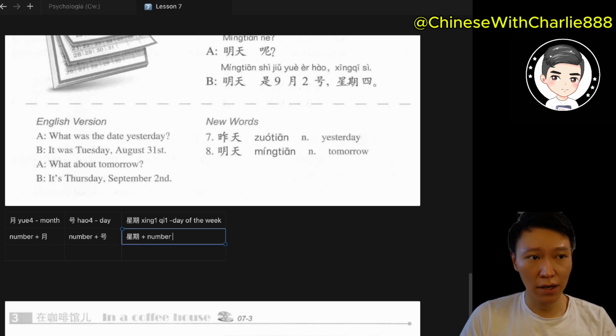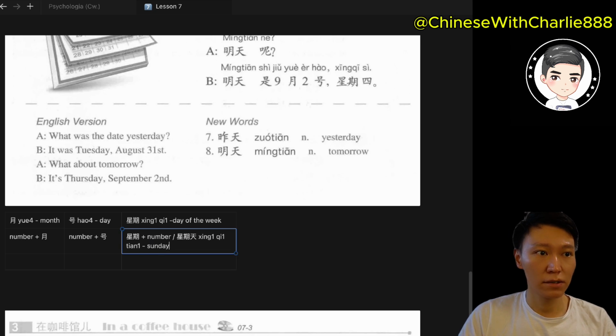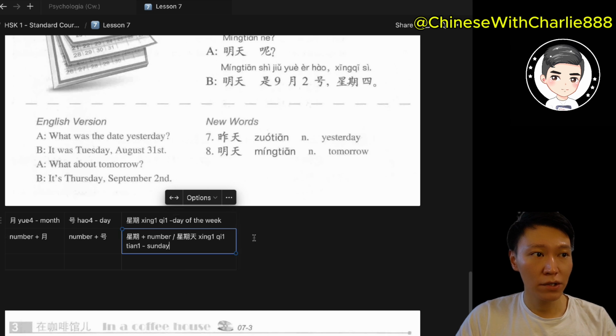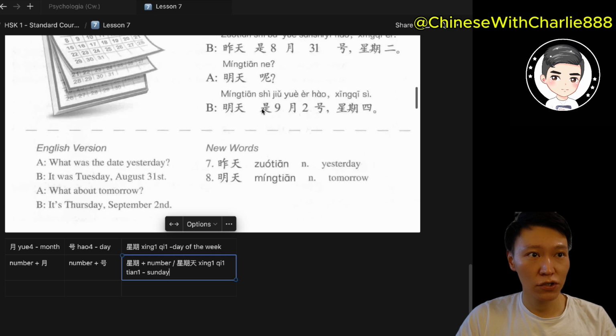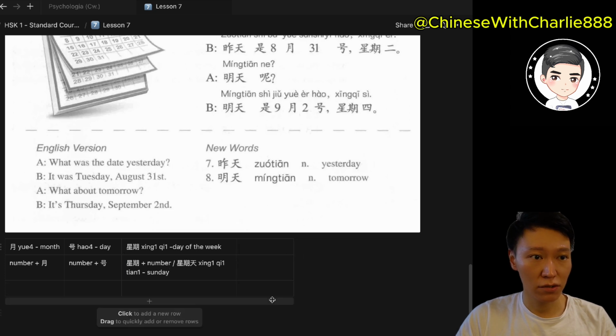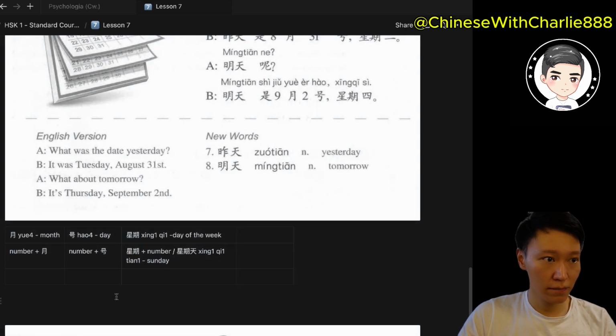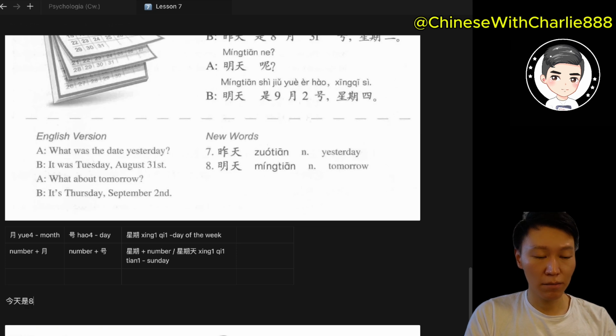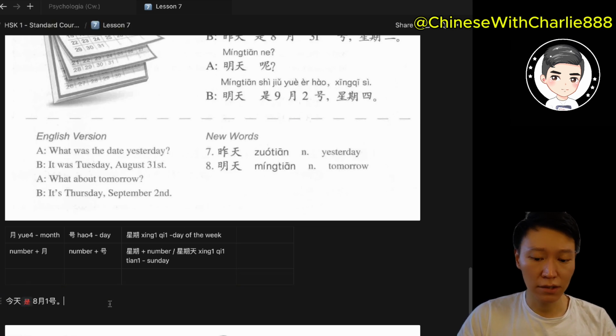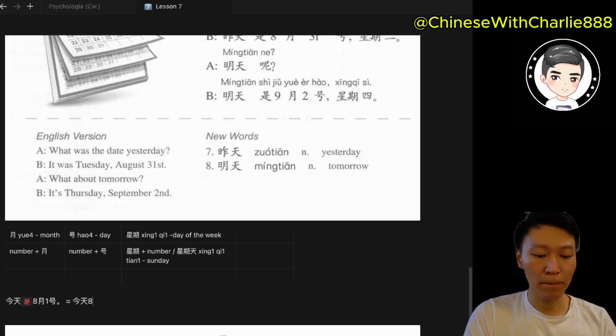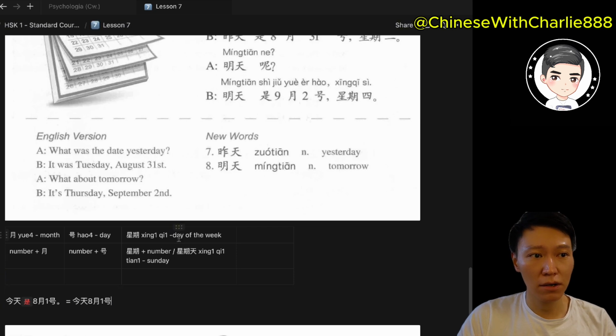Just remember, there is a special case, that is Sunday. Sunday we have 星期天. We don't add number anymore. And remember, when we talk about date, you can use 是 here, just like 今天是, for example, 今天是8月1号. You can use 是, which means is, but you don't have to use it. You can also say 今天8月1号. So when you are talking about time, you can use 是, but you don't have to.